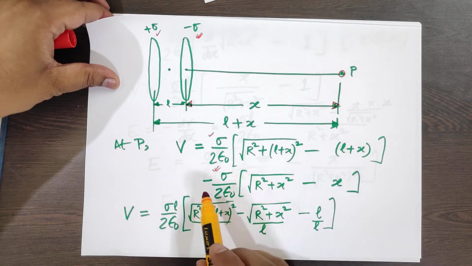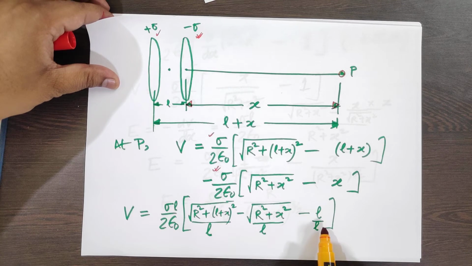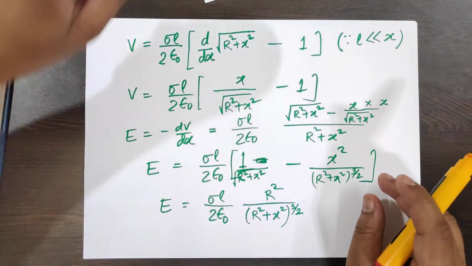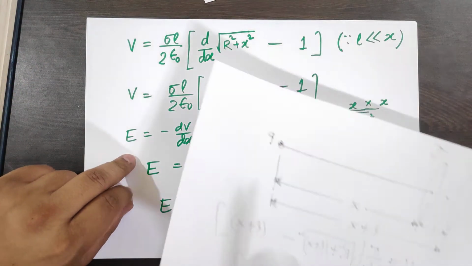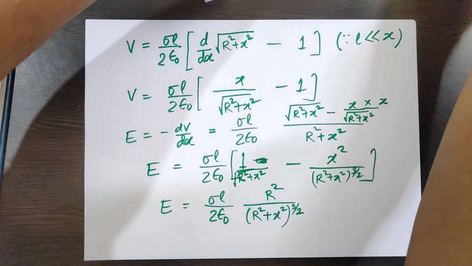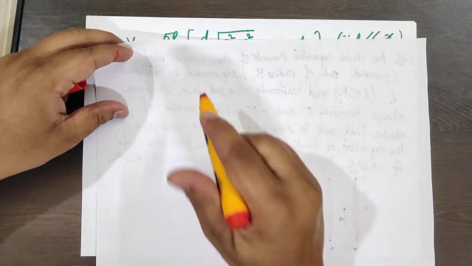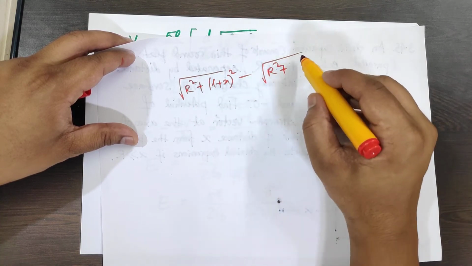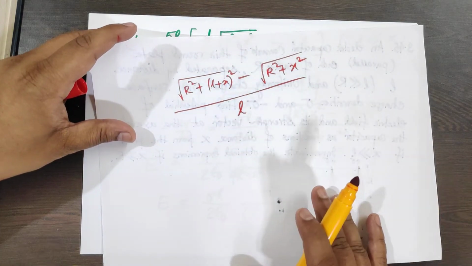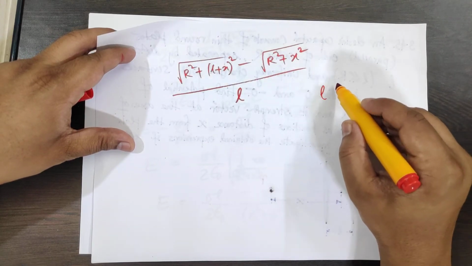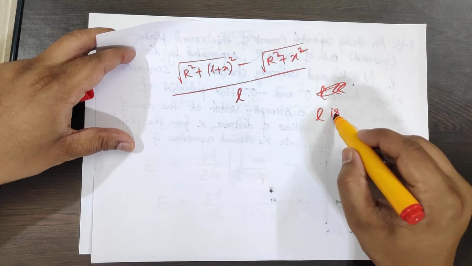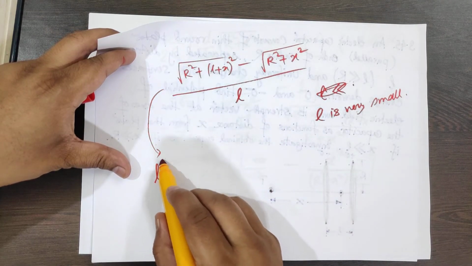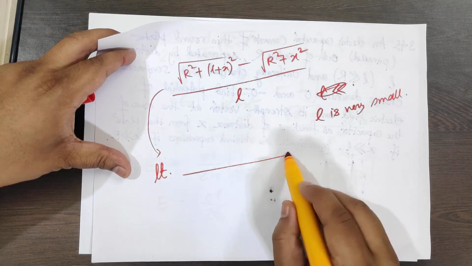You take L common, so multiply by L and divide by L here. Now, a special thing we are doing. This term has root over of r square plus L plus x square, minus root over of r square plus x square, by L. As L is very small, we can consider the limit as L tends to 0.